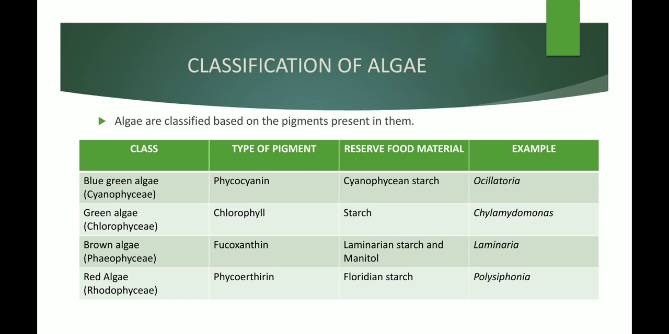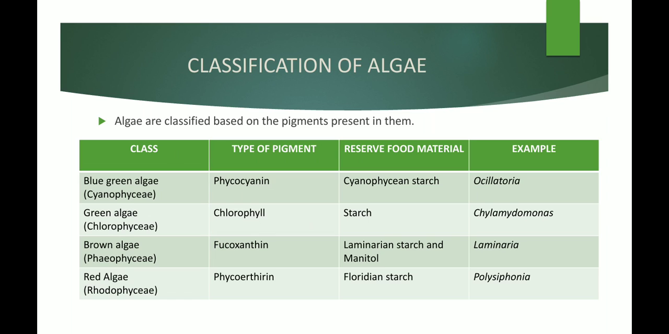The first one is blue-green algae. The group of blue-green algae is called Cyanophyceae. The type of pigment present in them is phycocyanin. The name itself suggests blue-green algae, hence the algae are blue-green in color. The pigment which is causing the color is phycocyanin. The food material present in this algae is cyanophycean starch. An example of a blue-green algae is Oscillatoria.